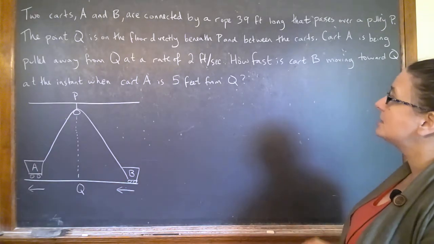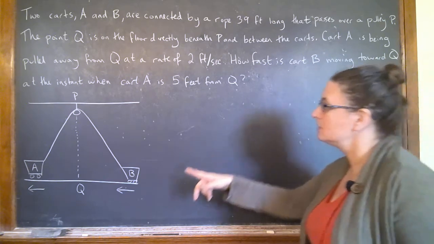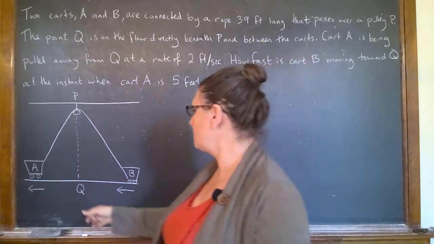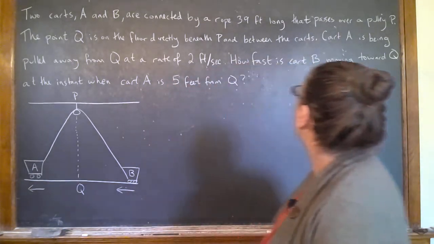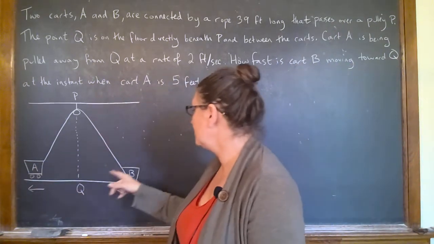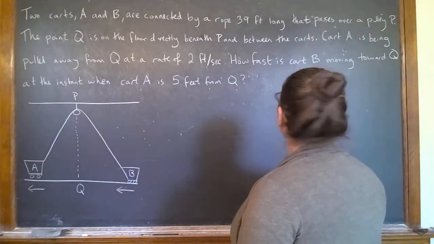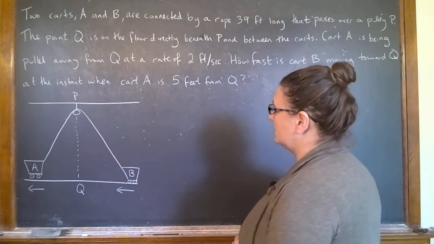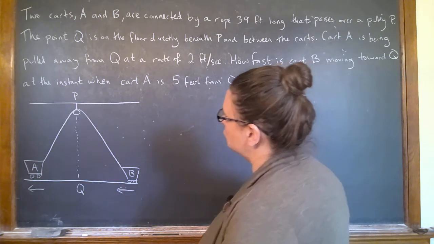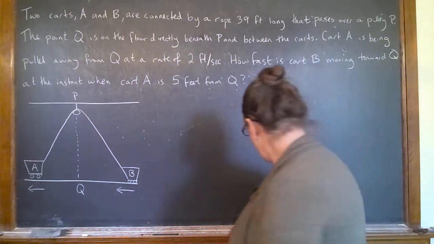You've got two carts, A and B, connected by a rope 39 feet long that passes over a pulley. So here's the pulley. This rope is 39 feet in total, and Q is the point underneath the pulley. So basically this cart is being pulled out this way, and because of the rope, this cart is moving as well, right? Cart A is being pulled away from Q at a rate of 2 feet per second, and they're asking how fast is cart B going to be moving toward Q at the instant when cart A is 5 feet from Q.